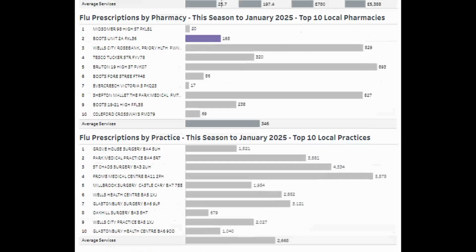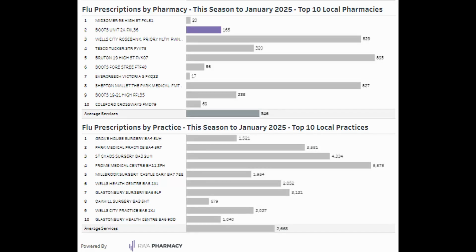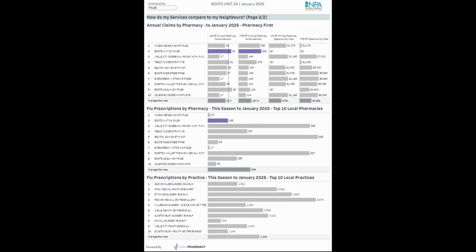The final section includes data on flu prescriptions, broken down by both pharmacy and GP practice. This helps you understand who is capturing the most seasonal business and which practices are referring the highest volume of flu-related items. Use this page to get a complete picture of how your service delivery compares across key public health areas and to identify where you might strengthen your contribution, both clinically and financially.